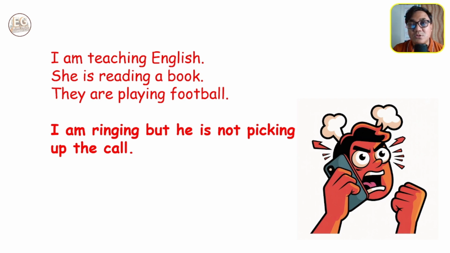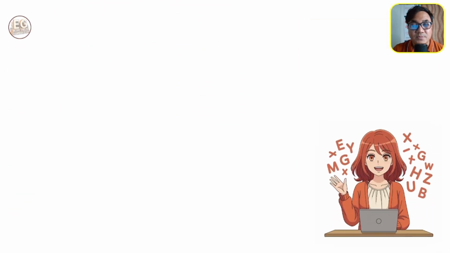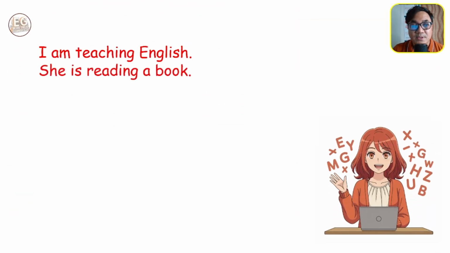Right. So that is present continuous tense. It tells us about things that are happening at the moment. And the most important thing that you need to remember is using the helping verb is, am, or are, and the verb will be in ing form. Let us see. I am teaching English. Example, she is reading a book. And then we have they are playing football. The same examples I have quoted here.